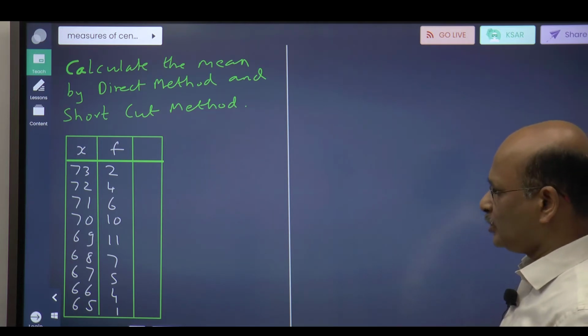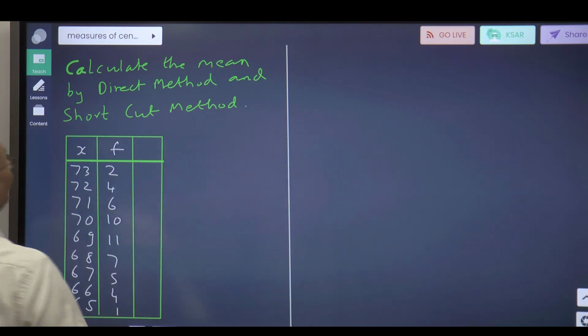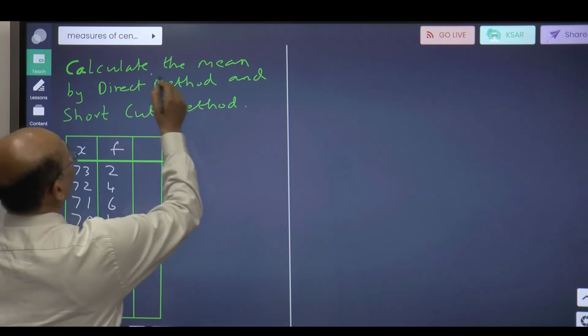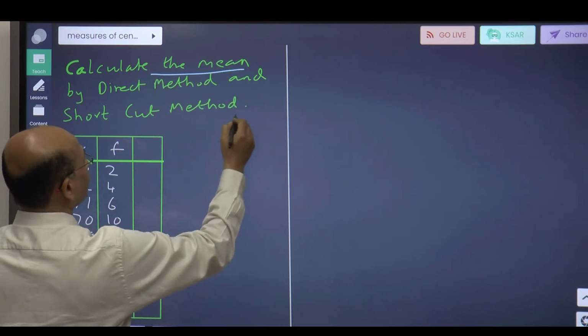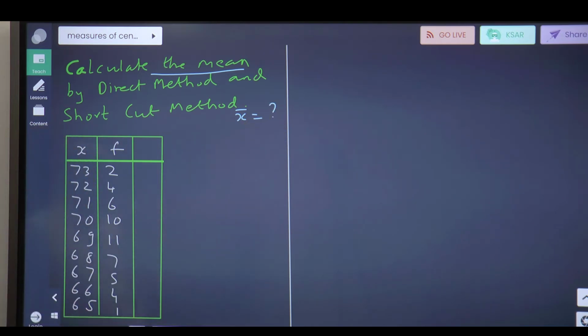I want you to pay attention now. Remember, I want to find the arithmetic mean. So this is something important. I want to find the arithmetic mean. That means I have to find x bar. How do I do that? First, let us talk about the direct method.